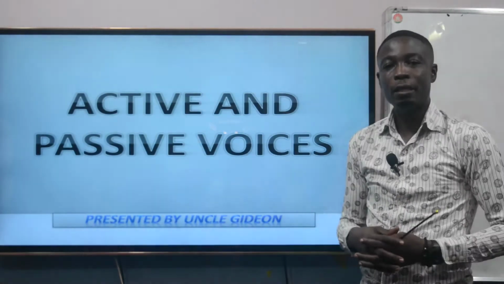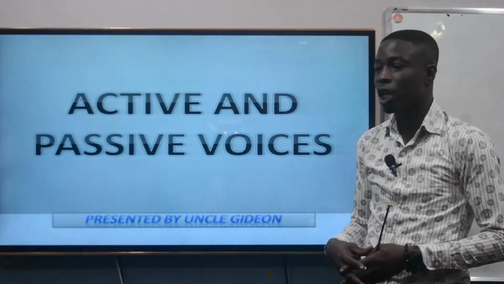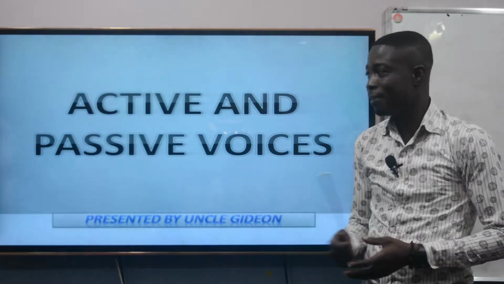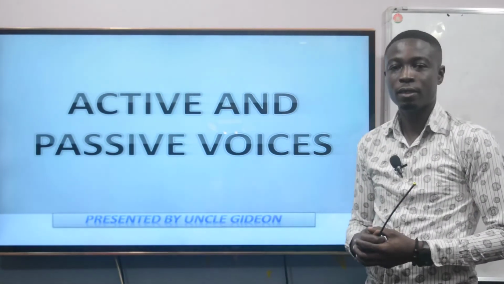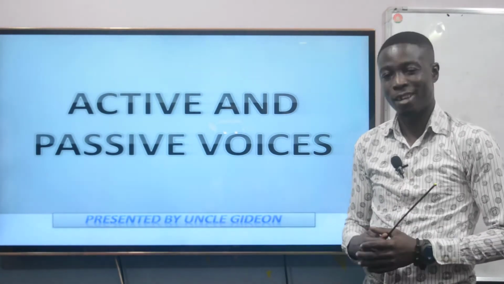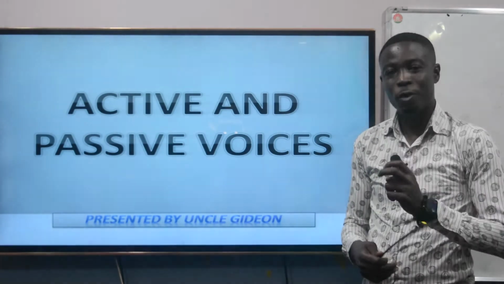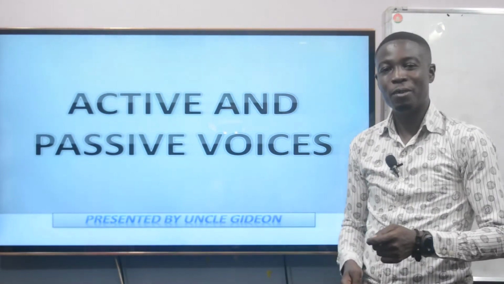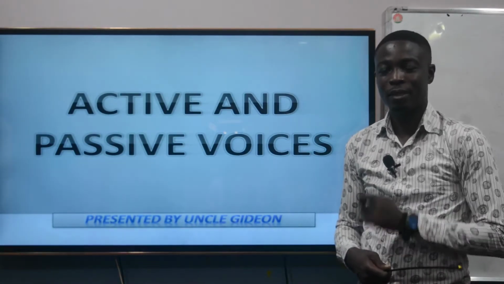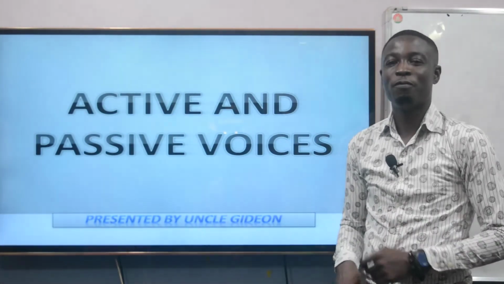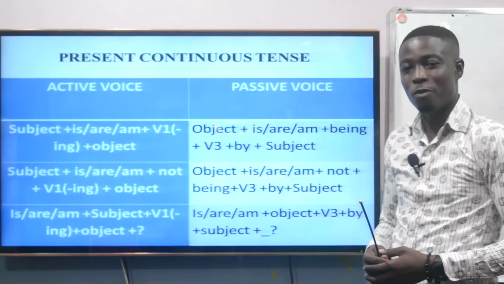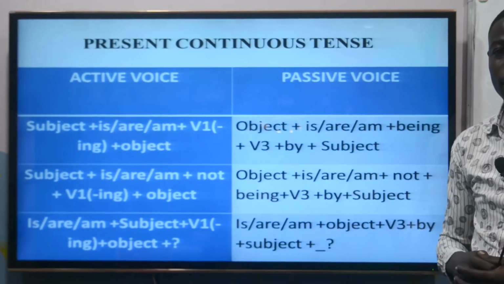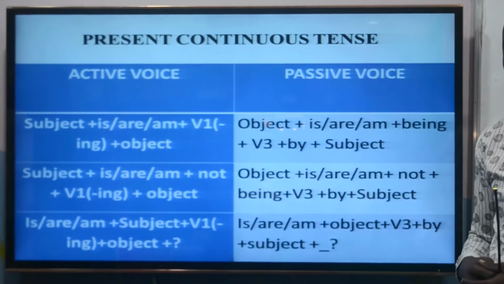Then we moved on from there and learned how to change active voice to passive voice. Don't forget, we said that in dealing with active and passive voices, we don't do away with our verb tenses. We treated three of the verb tenses: the simple present tense, the simple past tense, and the simple future tense. So today, we are moving on to the next tense, the present continuous tense. Now, how do we form the passive voice of the present continuous tense?